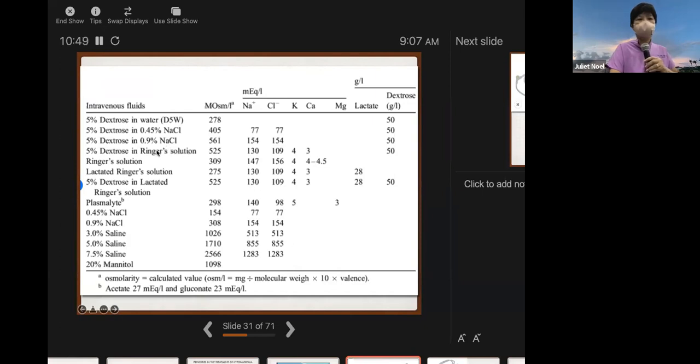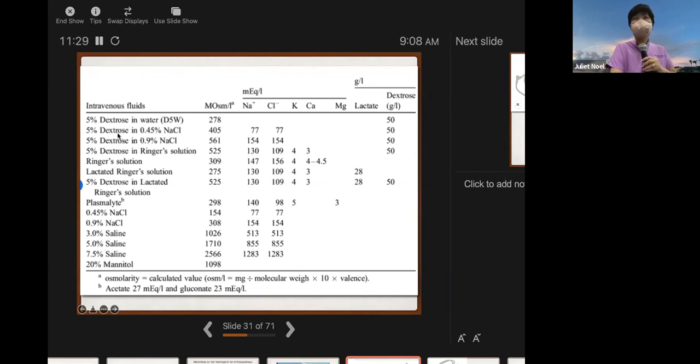For Ringer solution, that's 130 sodium, chloride of 109, and potassium of 4, calcium of 3. Lactated Ringer's, same thing, 103. The Ringer solution is 147 sodium. But what we have here is the D5 water. D5 0.45 is now available in the country. If it's not available, it can be mixed by the pharmacies.